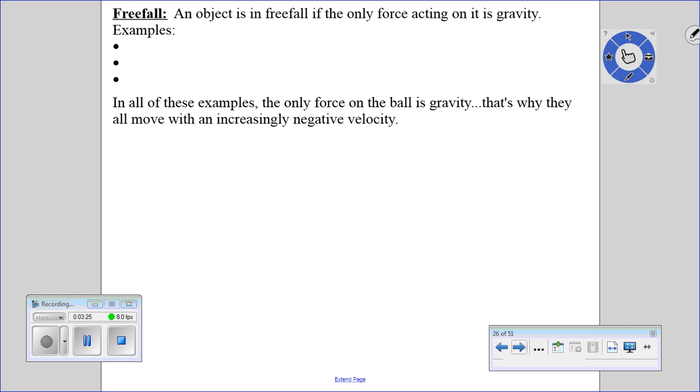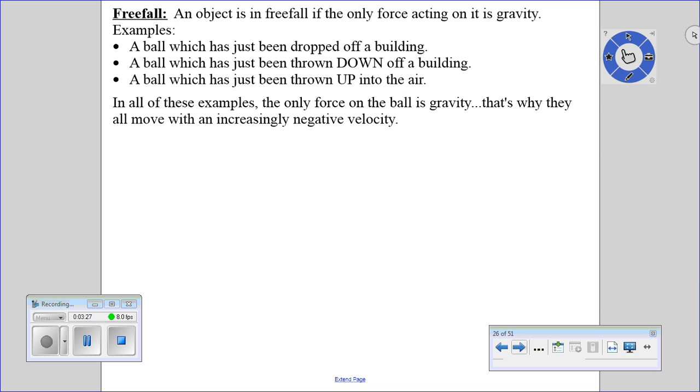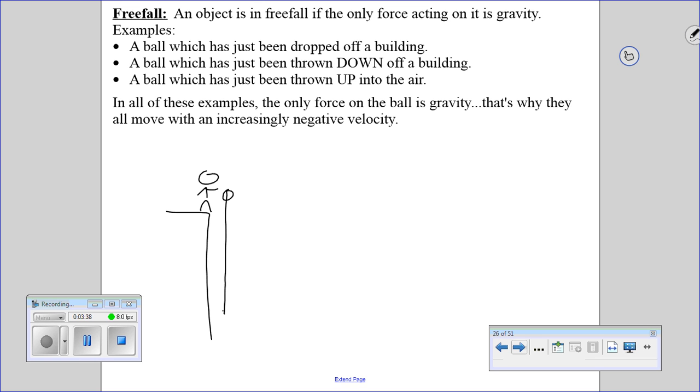Okay, so here we go. Let's talk about some examples. The first example is a ball that has been dropped. Obviously, when you drop something, gravity pulls it down.